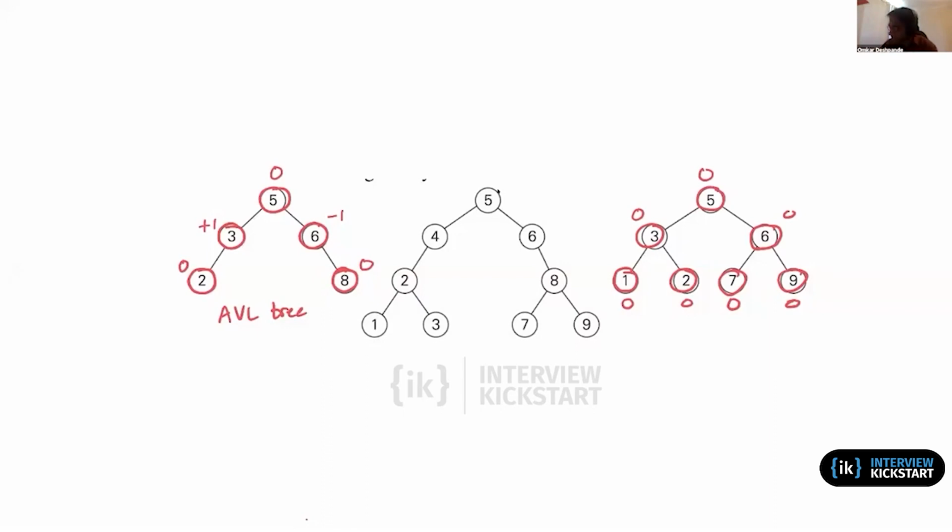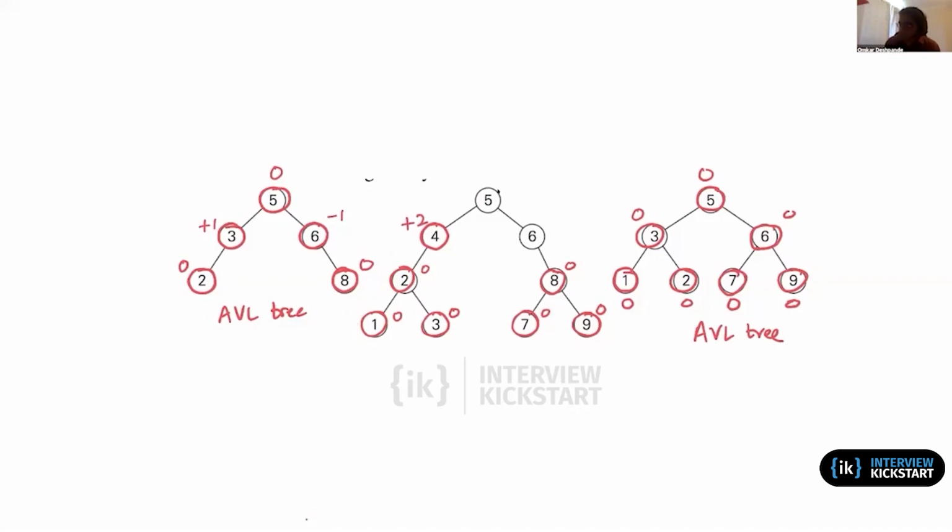Now let's look at the middle tree here. All the leaf nodes will again have a balance factor of 0. This node has a balance factor of 0. This internal node also has a balance factor of 0. Let's look at the 4 here. The height of the left subtree for 4 is 2. There is no right subtree, so the right subtree has a height of 0. So the balance factor for 4 is plus 2.